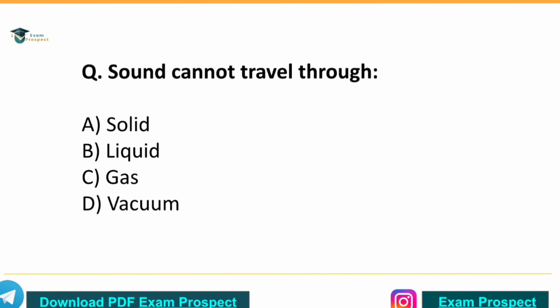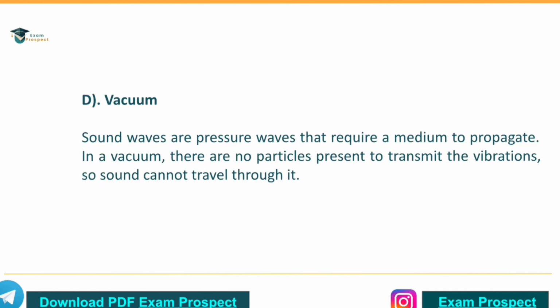Next question. Sound cannot travel through? The correct answer is option D, vacuum. Sound waves are pressure waves that require a medium to propagate. So in a vacuum, there are no particles present to transmit the vibrations, so sound cannot travel through it.